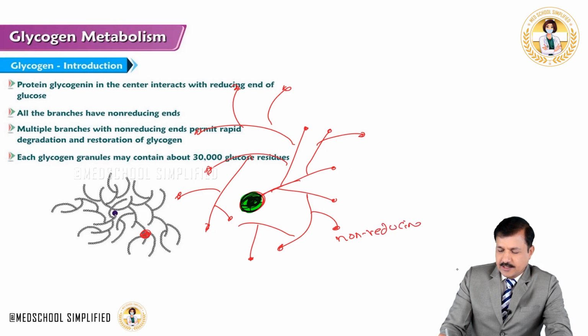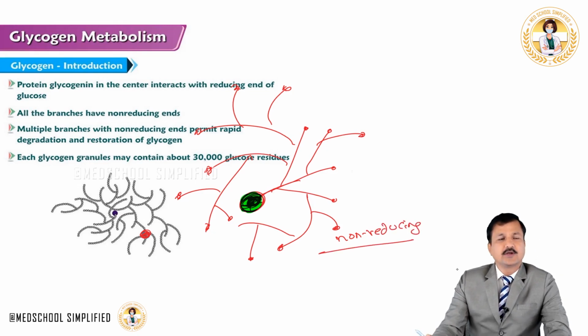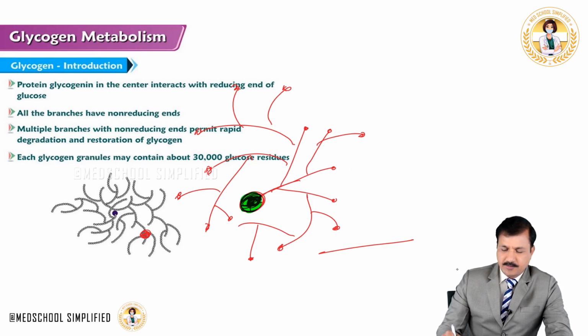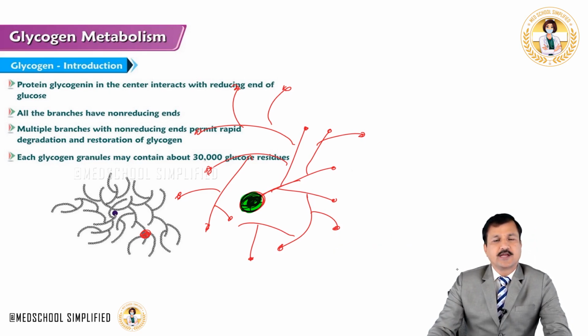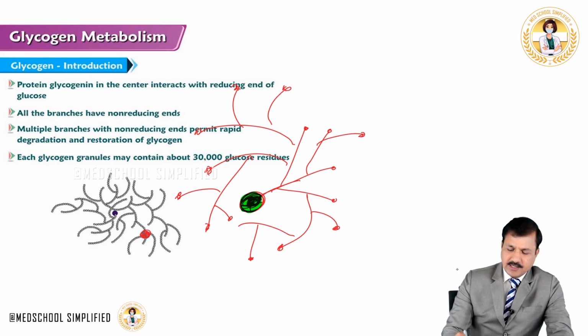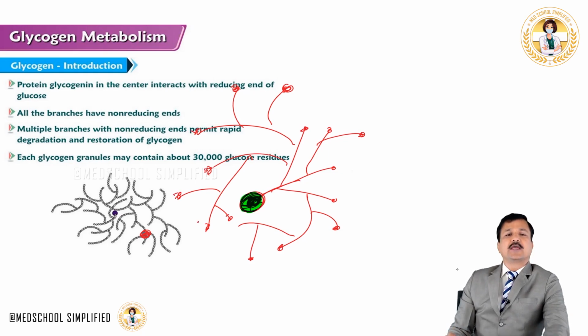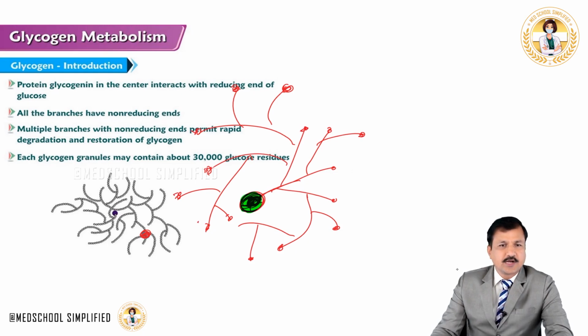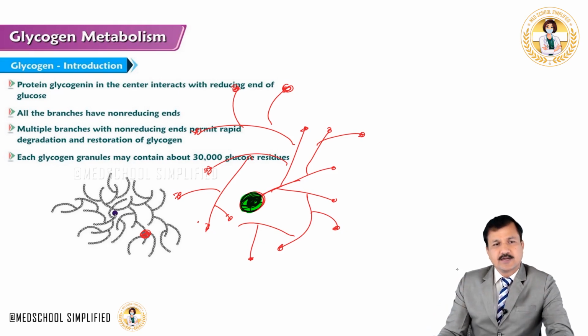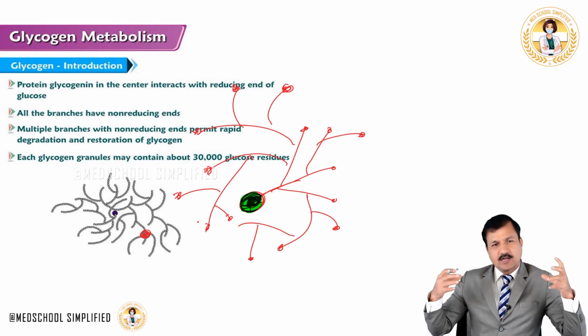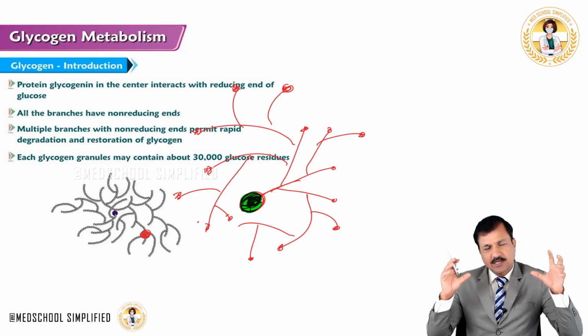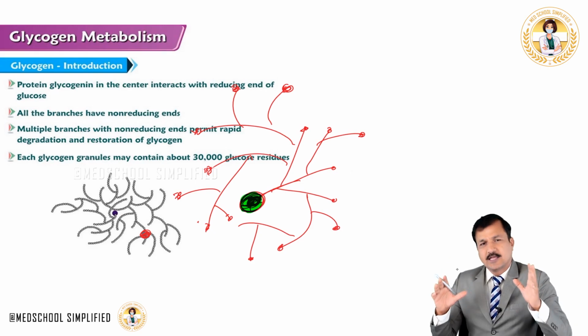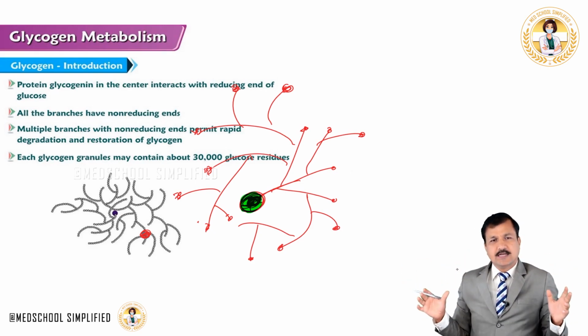So there is no reducing end in a glycogen molecule, there will be only non-reducing ends. All the branches have non-reducing ends, and multiple branch points with non-reducing ends will be present. The advantage of having so many branch points is that it allows rapid degradation of glycogen, because all the glycogen degradation enzymes can attack all these branches simultaneously, and thereby glucose molecules are released at a time.